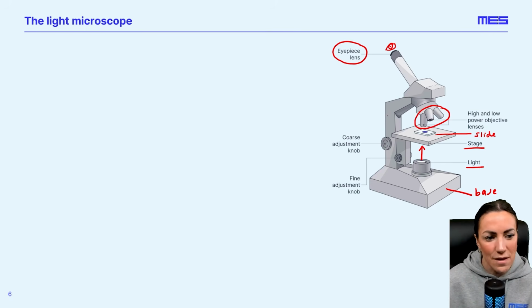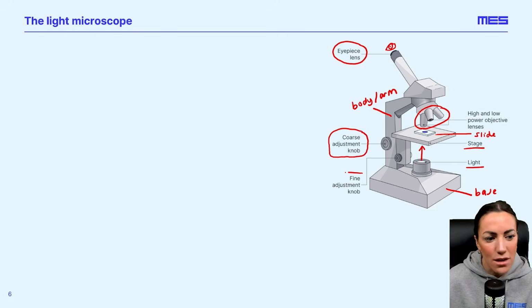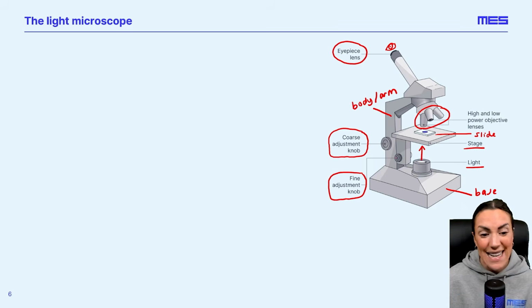On the side of the microscope, and we can call this part of the microscope the body, or you might see it referred to as the arm, it doesn't really matter, you're not going to be asked about that. But on that part of the microscope, you'll see some adjustment wheels or adjustment knobs. You've got the coarse adjustment knob to get your specimen into rough focus, and then you can use your fine adjustment knob, which is usually a little bit smaller, to get it into perfect or really clear focus.